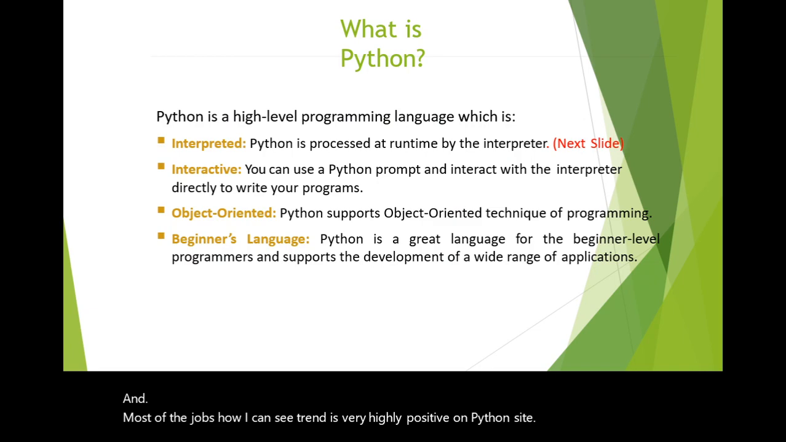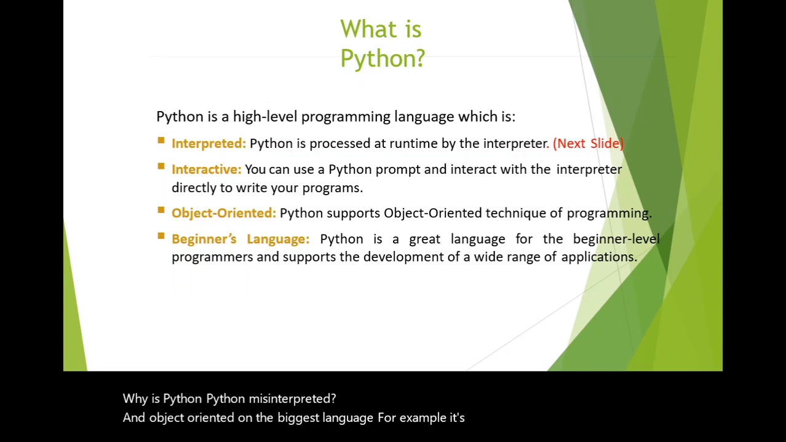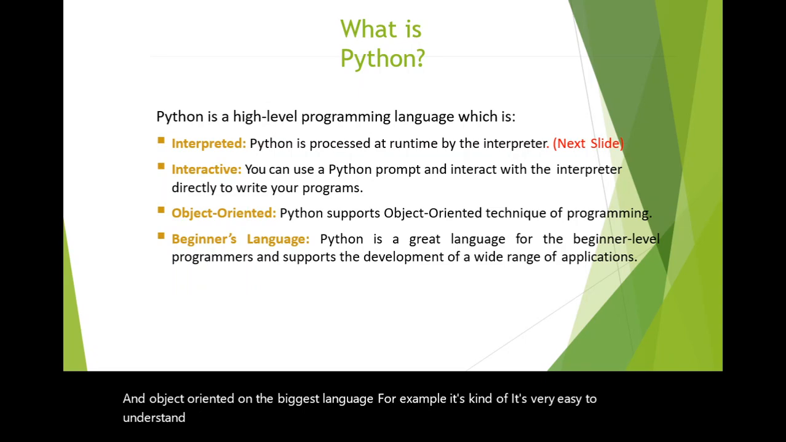Why Python? Python is interpreted, interactive, object-oriented, and a beginner's language. For example, it's very easy to understand. It's accepted as a high-level programming language, and that's why it can directly access our memory, and it's very self-efficient.